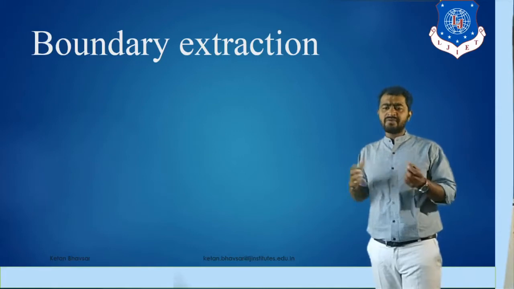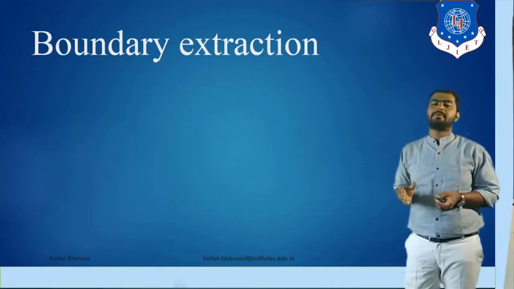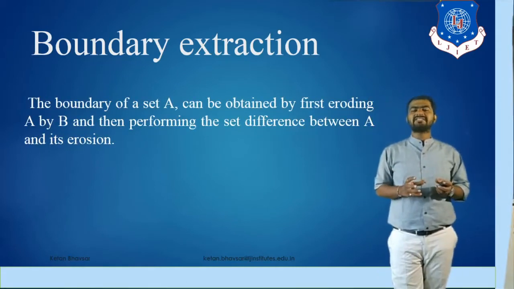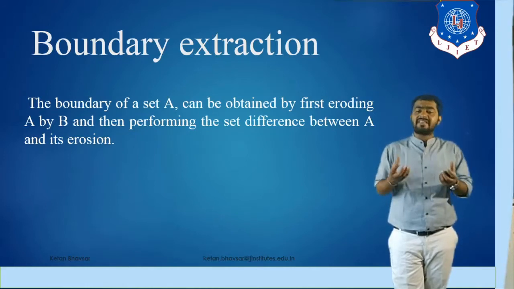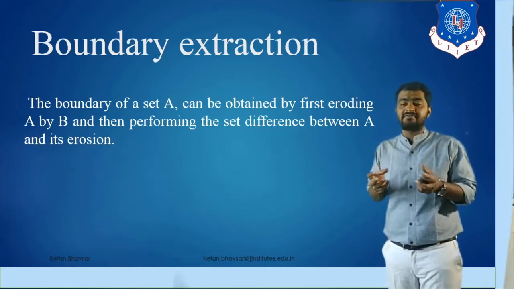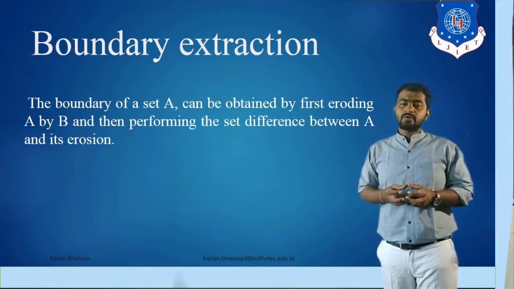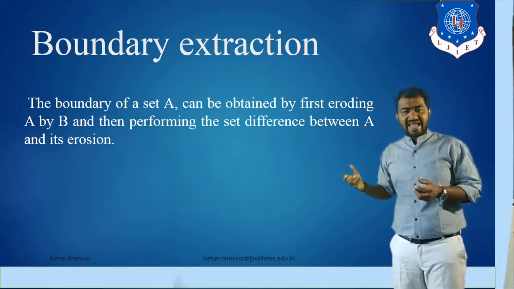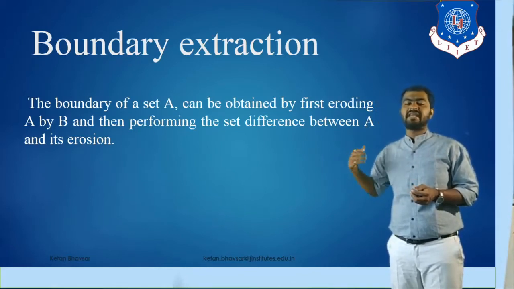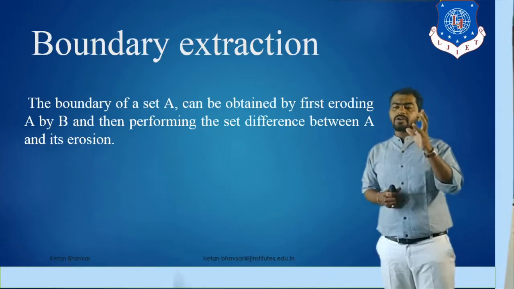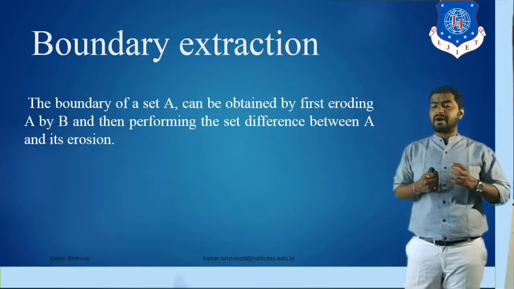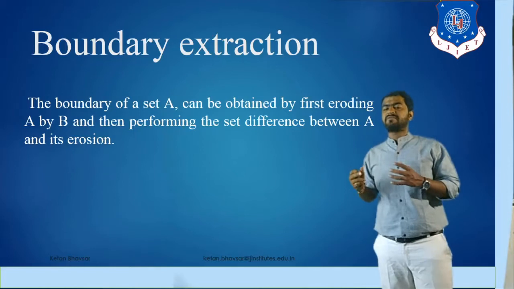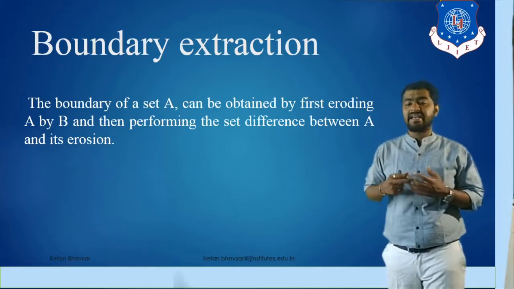Okay. Now we go ahead with the second topic, boundary extraction. What is boundary extraction? Boundary extraction is when we extract some meaningful information from the boundary area. The boundary of a set A can be obtained by first eroding A by B and then performing the set difference between A and its erosion. When we are extracting information from the boundary, at the same time we have to discuss different types of regions, and we have to perform different types of operations like A and B.